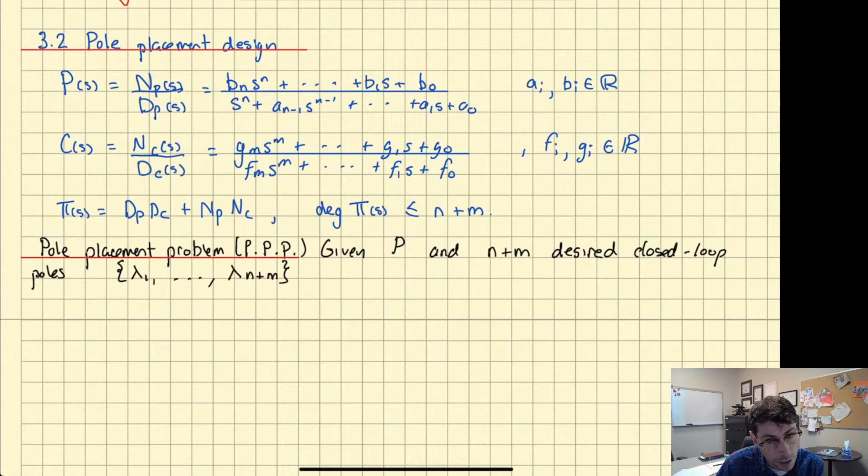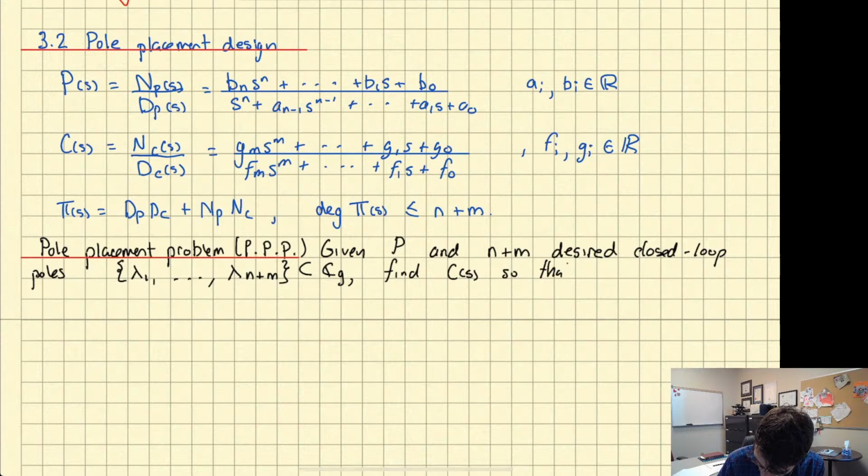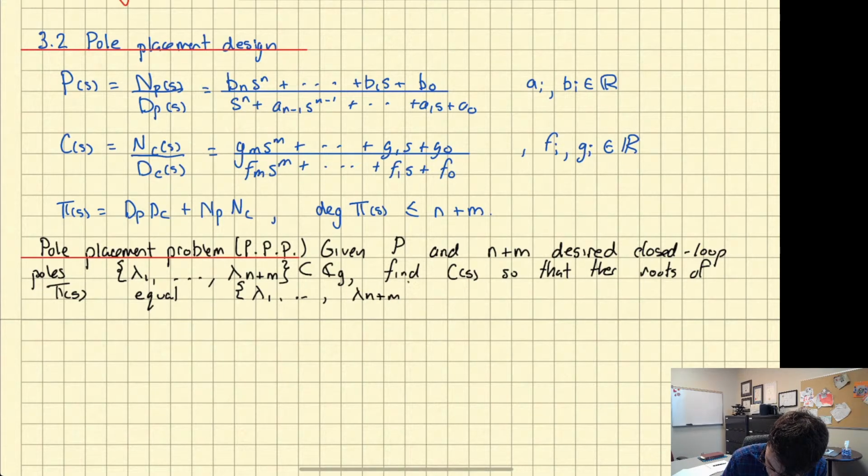So given a plant, and given desired pole locations, using the stuff we just talked about, design a controller. These will be in some good region. Find C of s so that the roots of pi of s equal lambda 1 to lambda n plus m. All right. So that's the problem we're going to solve.